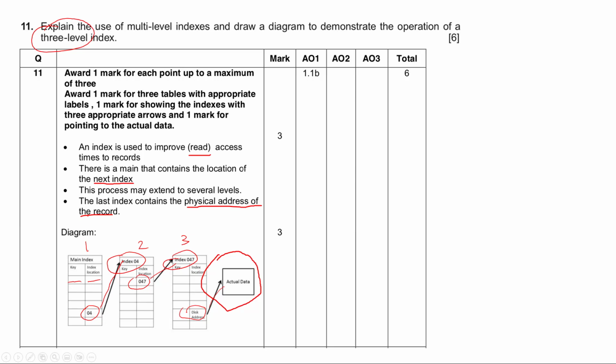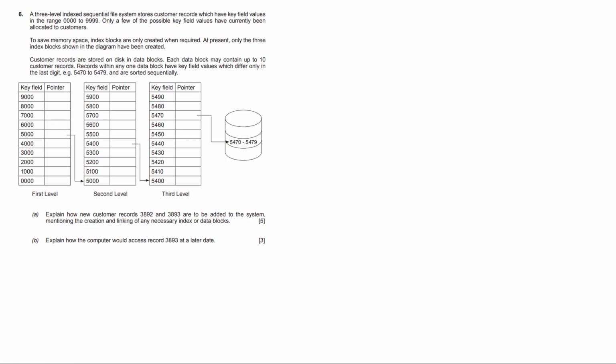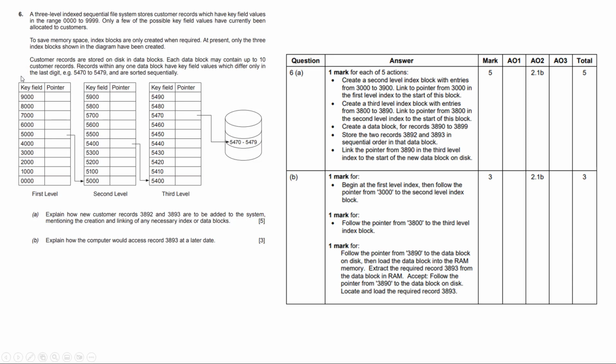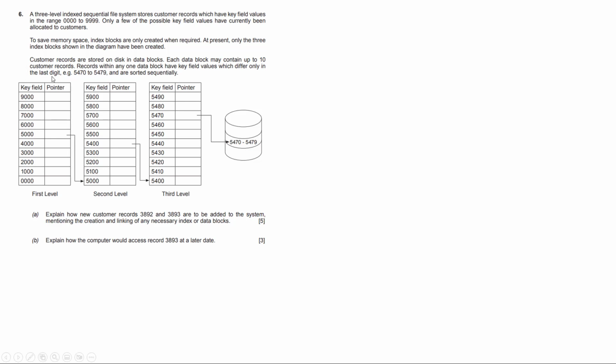Another example question that you could also get is something like this as well. A 3-level index. So again, we've got 3 levels: 1, 2, and 3, and our actual data.